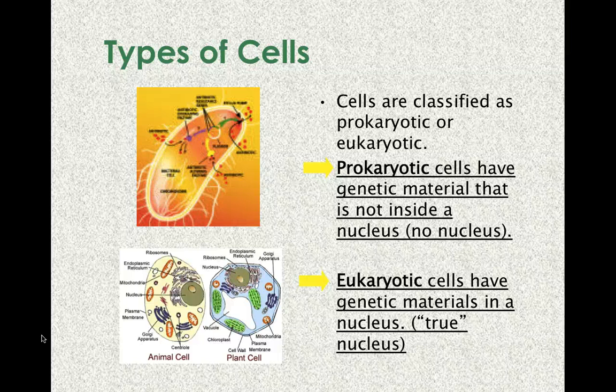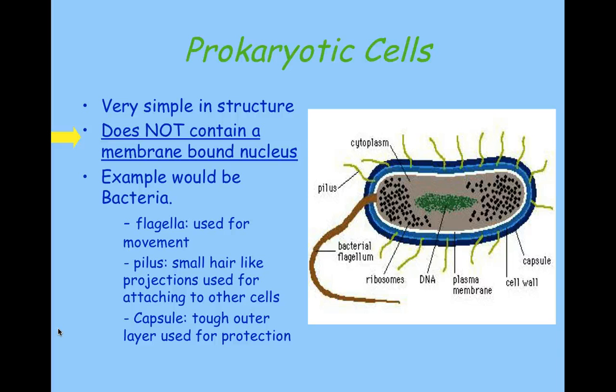The bottom two pictures represent our eukaryotic cells. They have genetic material inside of a true nucleus. They are also very complex. So the top picture represents a very simple, basic cell, and then we get to our eukaryotic, which is our complex plant and animal cell. Our prokaryotic cell, you can see here we have a diagram of a prokaryotic cell.